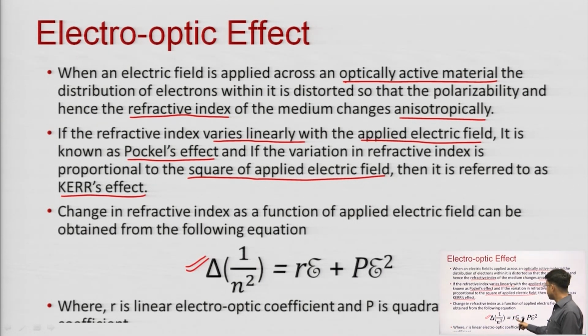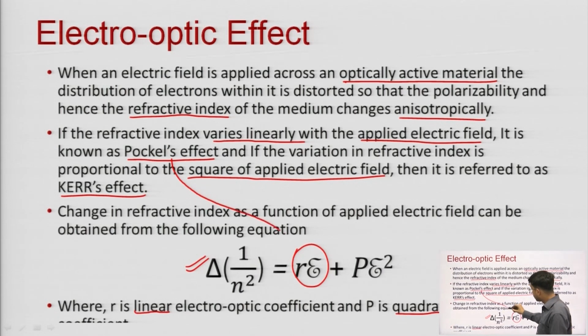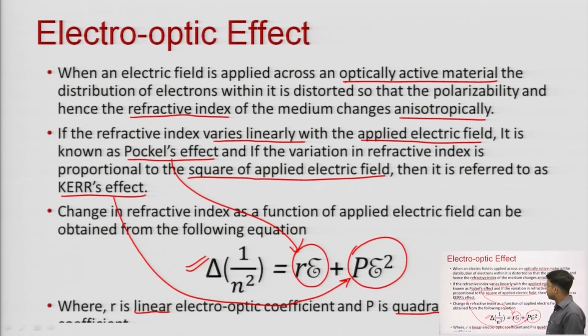Change in refractive index is equal to R into applied electric field plus P into square of the applied electric field, okay, where R is the linear electro-optic coefficient, and P is the quadratic electro-optic coefficient. So, this first term is due to Pockels effect, and the second term is due to Kerr effect.